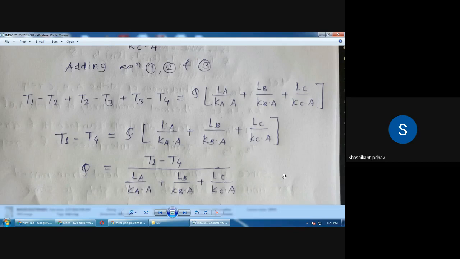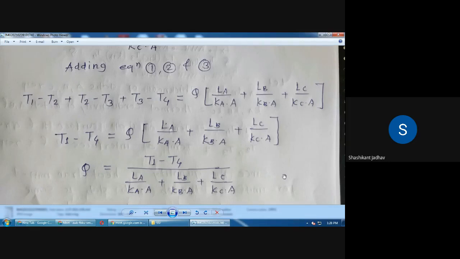So this is the general equation we have calculated for 3 plates. If there are 4 plates, then we have to understand what is the change in that particular equation. If there are 5 plates, then what is the change in temperature? T1 minus T6 is there.